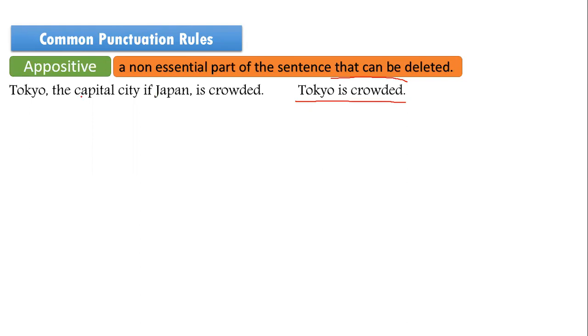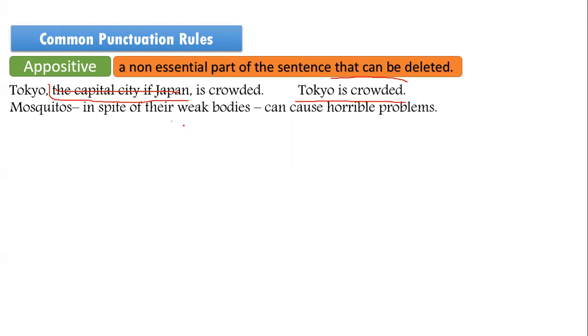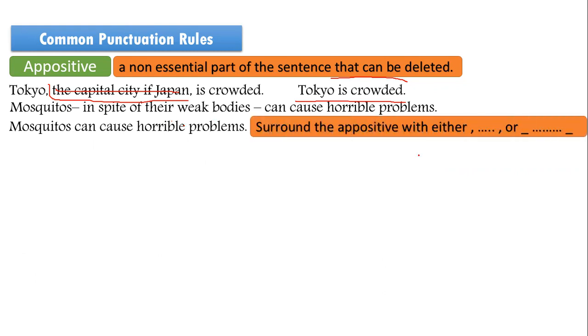Thank you very much. What I did is just I eliminated or deleted or omitted this part. And the sentence still makes sense. Yes, this means this part is non-essential. It's an appositive. It just adds extra information that I can live without, that the sentence can still make sense without. Mosquitoes, in spite of their weak bodies, can cause horrible problems. Of course, the sentence can go, mosquitoes can cause horrible problems, and it still makes sense.